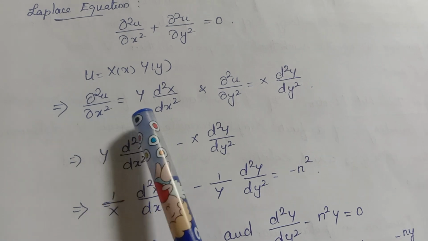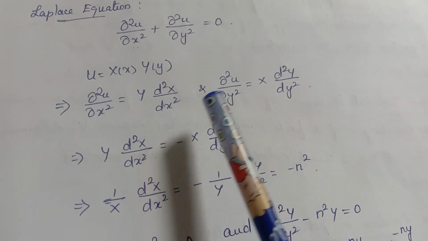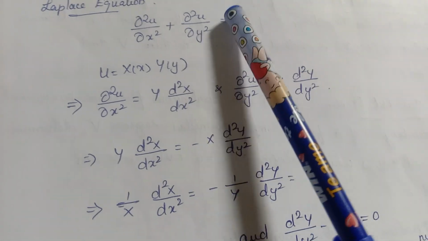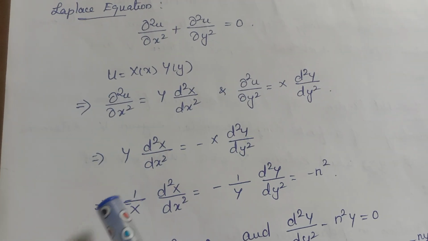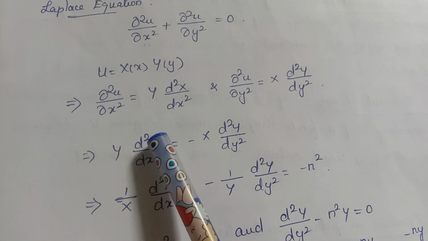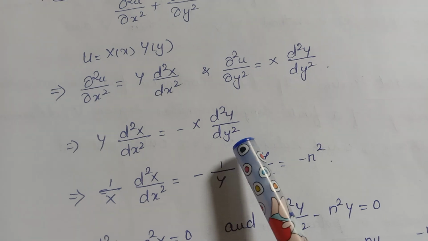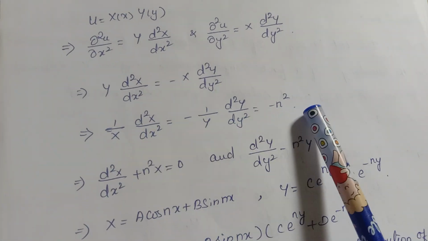So ∂²u/∂x² is y into d²X/dx², and ∂²u/∂y² equals x into d²Y/dy². Substitute it here and separate the variables. Okay, so here y into d²X/dx² equals minus x into d²Y/dy², equate it to minus n².